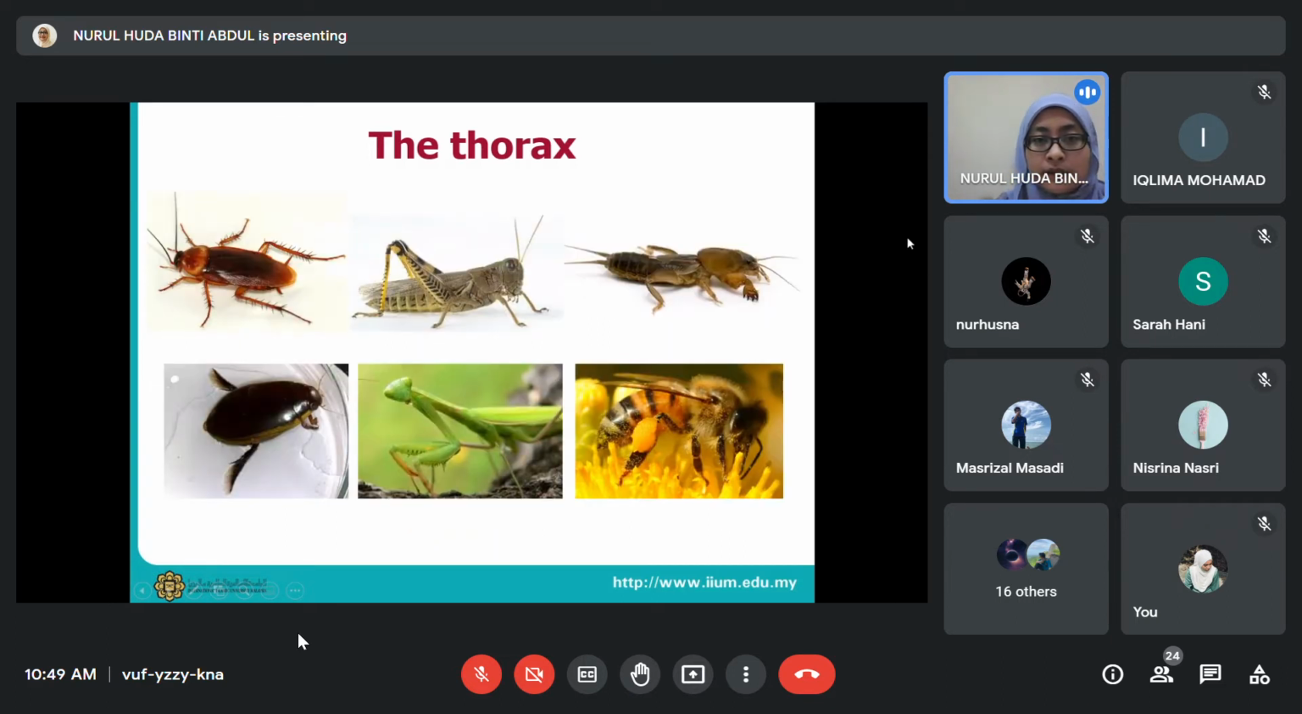Okay, this is the picture. You can see clearly this one is for crawling, this one for jumping, digging, swimming. This one is for capturing prey, and this is the pollen basket.